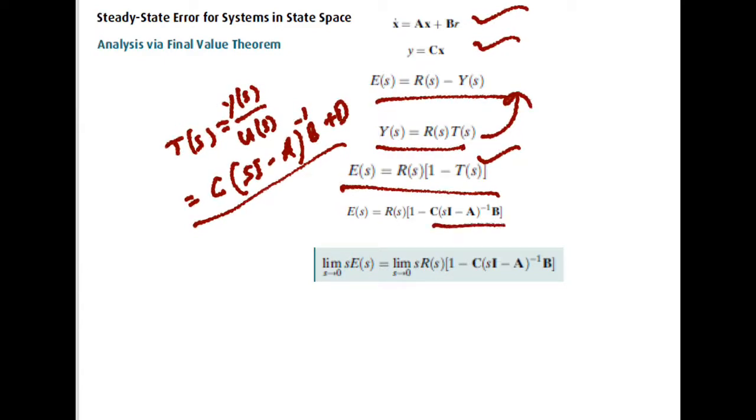So substituting this and using the final value theorem, e(infinity) equals limit of s tends to 0 of sE(s), which is given by limit of s tends to 0 of sR(s)(1 minus C(sI minus A) inverse into B). So this is how we calculate the error in the state space.